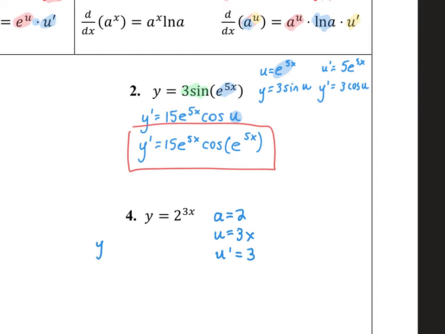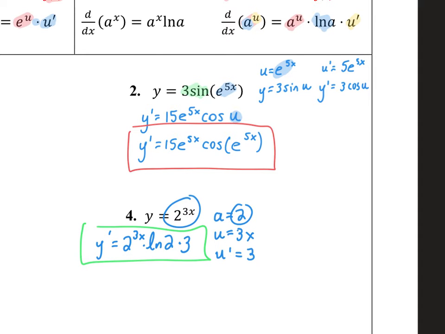So my y prime is going to be a to u, in other words, just write this thing as is, times the natural log of a, and my a is 2, and then times u prime, which is a 3. And there's not much cleanup that happens with this one, so I'm just going to leave it just like that.